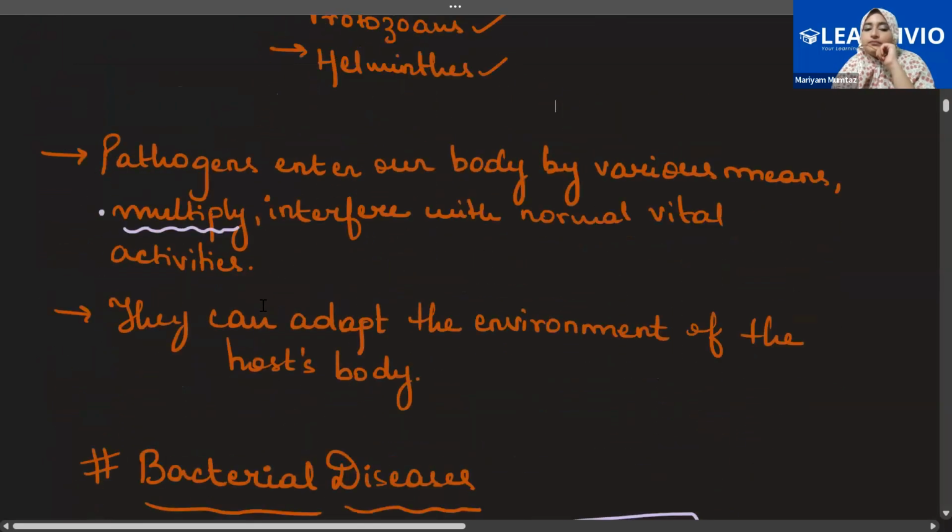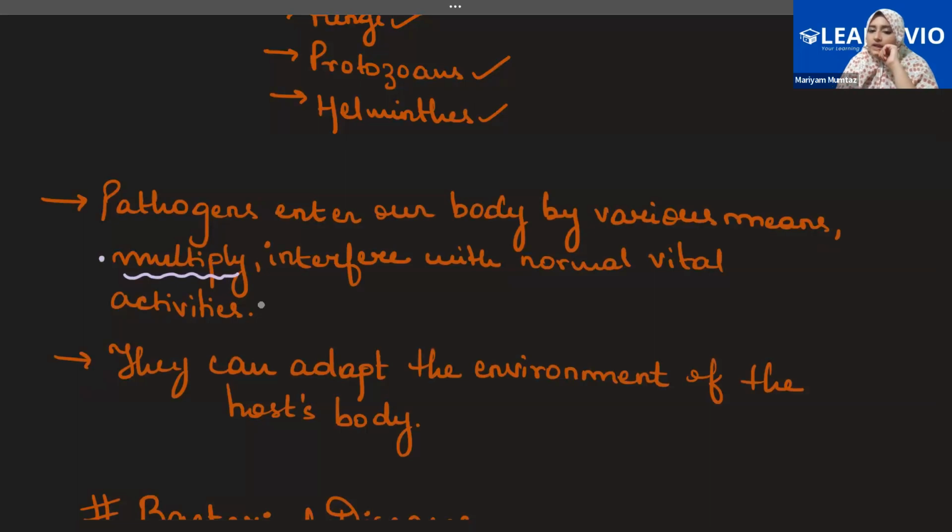Now, the pathogens enter our body by various means, right? Once they enter our body, the first thing they do before causing the disease is to multiply. Normally only one pathogen does not enter, a group of pathogens comes, but they start to multiply. From one, they become hundreds and then thousands. And when they multiply, they start to interfere with the normal, vital, important activities that we have.